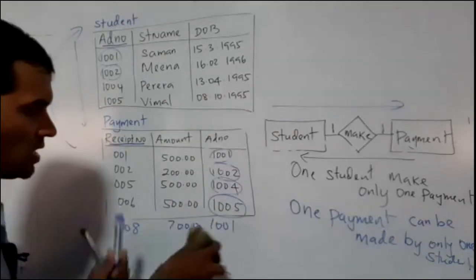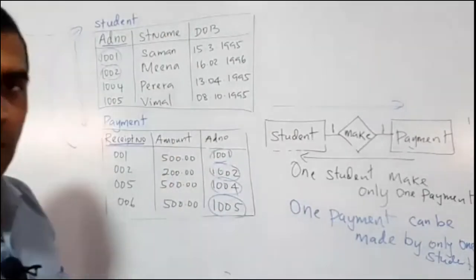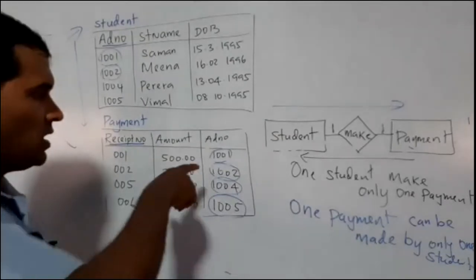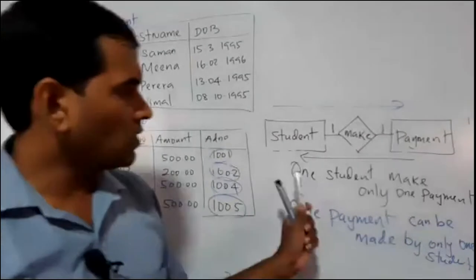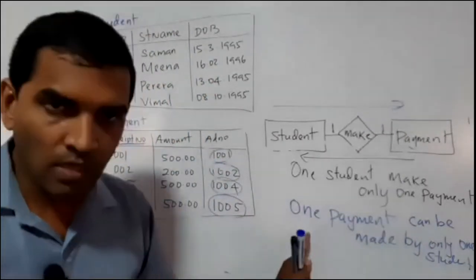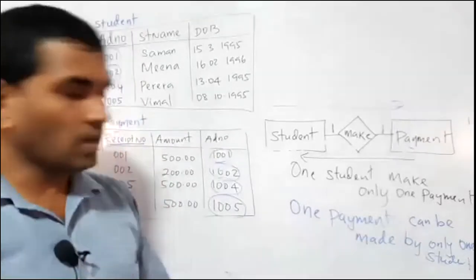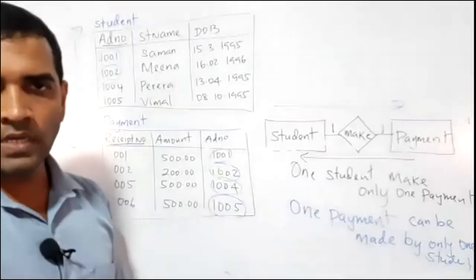So here, that's the reason why I told you to assume that these two tables have only 4 records. So in this case, Saman paid only one payment. So that is this one. One student can make one payment. Even I can confirm, or I can justify the second description. See, one payment can be made only by one student.